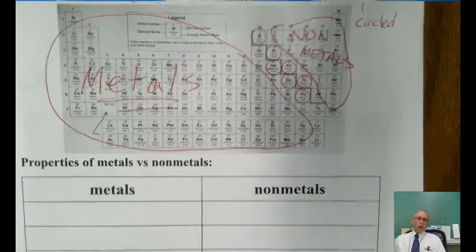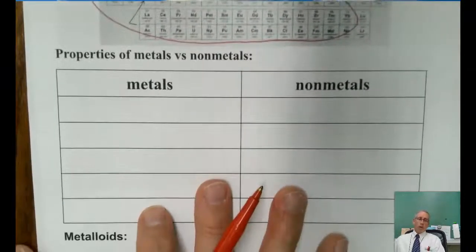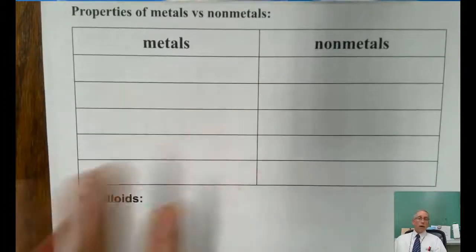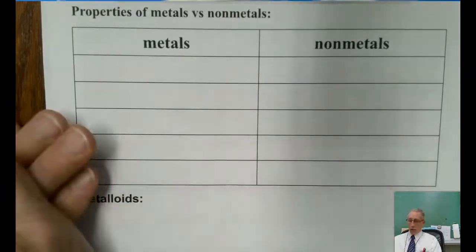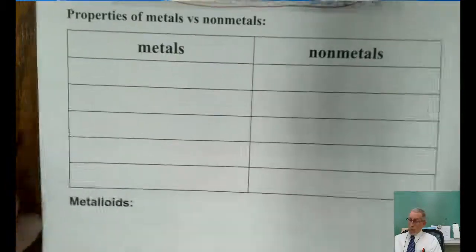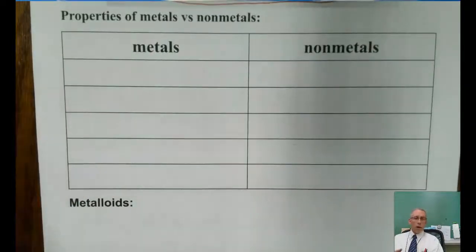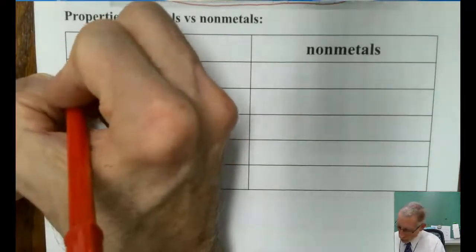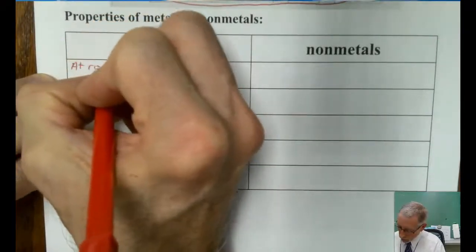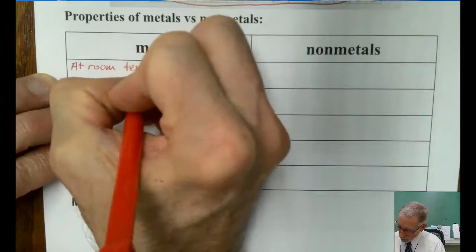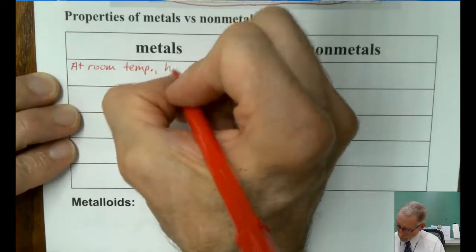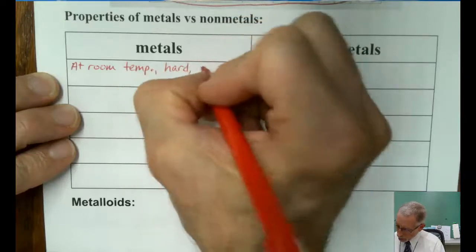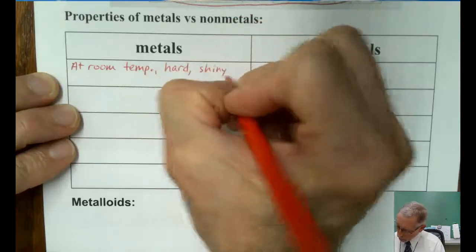So what do we mean by those? Now, I think you know some of the differences, but I'm going to describe how we describe the difference in chemistry. I think the one that you'll know best is just their appearance. For the most part, and there's always a little bit of difference here from element to element, at room temperature, most elements are hard, shiny solids.